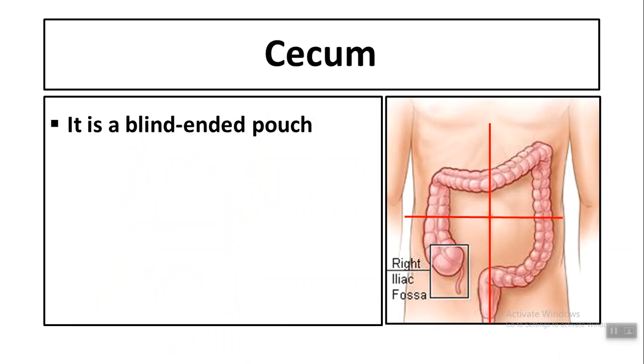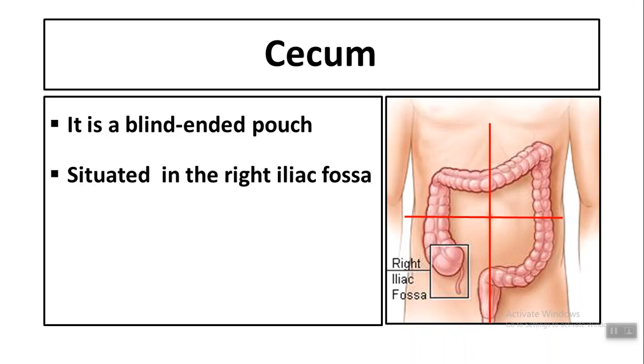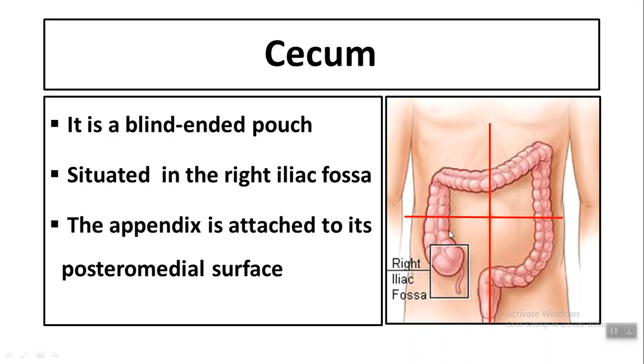We will take the first part of the large intestine, which is the cecum. Cecum, it is a blind-ended muscular pouch situated in the right iliac fossa. The appendix is attached to its posteromedial surface. So this is the first part of the large intestine, which is the cecum.